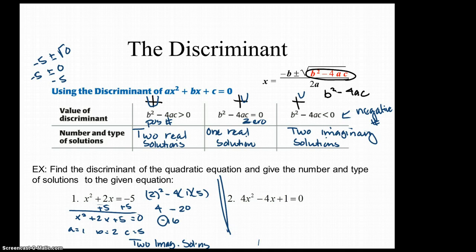Okay, number 2, same process as the last one, except the only difference is this one's a little bit easier because everything is already on one side. So your a is 4, b is 4, and your c is 1. So b squared, that's negative 4 squared minus 4ac. So this is 16 minus 16, which is 0, so there's 1 solution. What I like about 0 is 0 means 1 real solution.